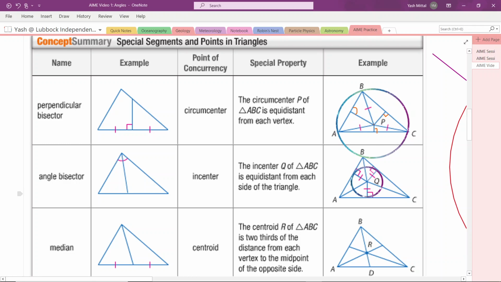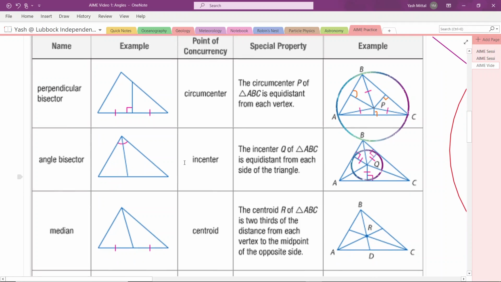The incenter Q of triangle ABC is equidistant from each side. Before it was vertex, now it's side. As you can see, we have AQ, BQ, and CQ. They all act as the angle bisectors, but you can draw perpendicular lines to the sides so that they are the radii of the circle. So the incenter Q represents the center of the total circle, which is the incircle. Incenter, incircle, circumcenter, circumcircle. They're formed by perpendicular bisectors and angle bisectors.